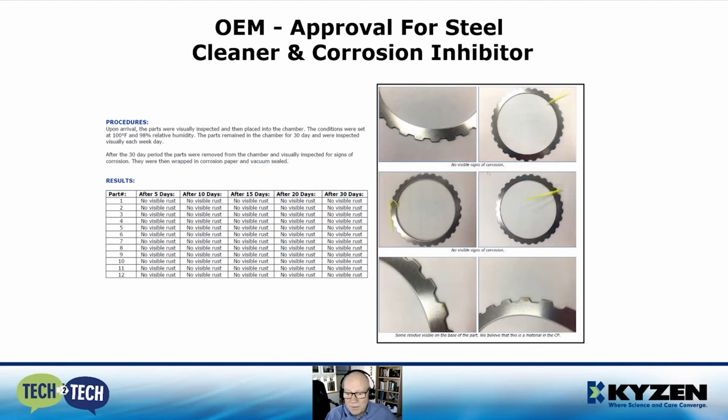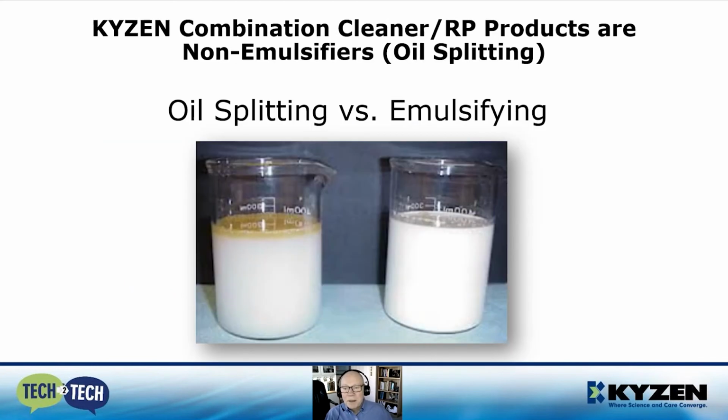These specs are very difficult, 100 degrees Fahrenheit and 98% relative humidity. And we needed to protect the parts in the humidity chamber for 30 days with no corrosion. We were able to do that at 3 to 5% with this product that I've been referring to that's been designed for steel. All of our cleaner RP combination products are oil splitting.